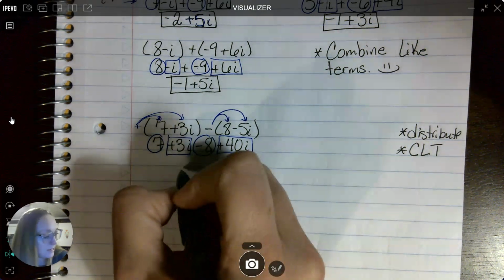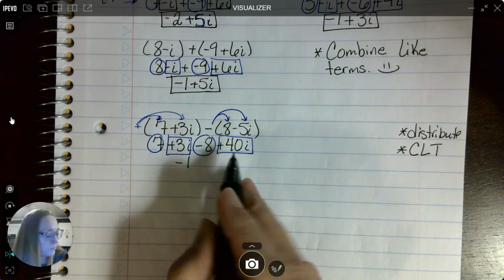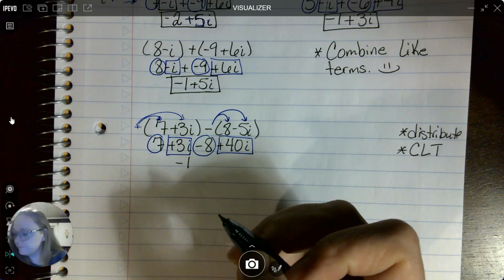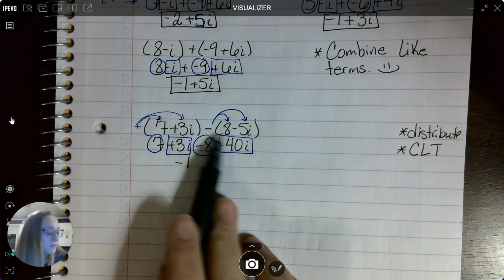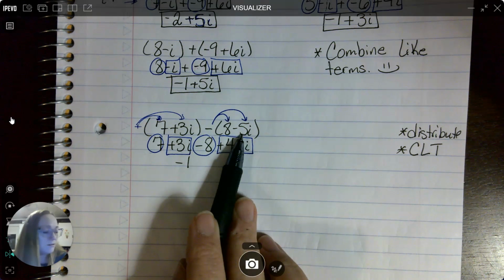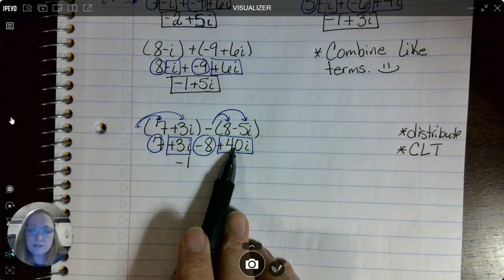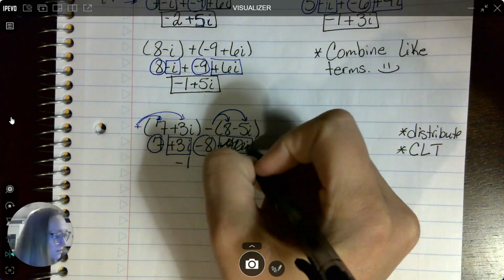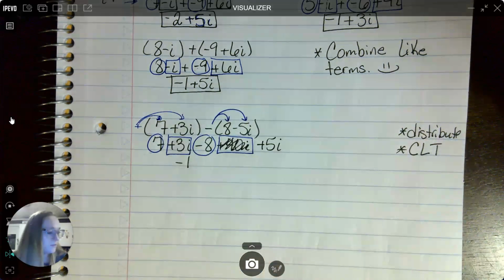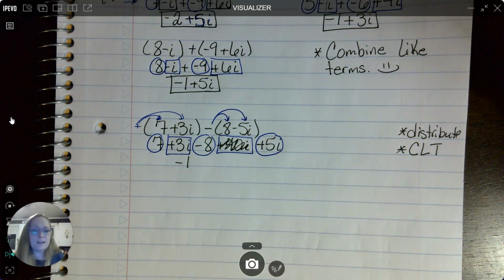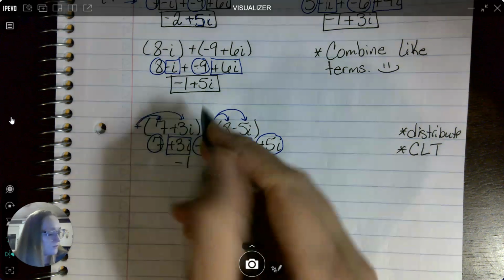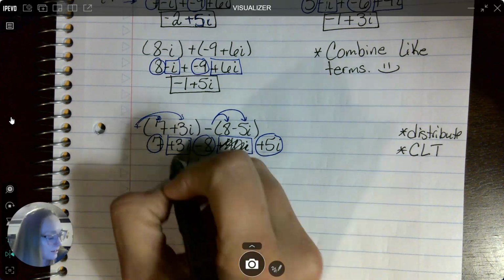So 7 minus 8 is -1. 3 plus 5, I feel like I did that wrong. Oh my goodness, sure enough, I just went negative times a -5 is a +40. No, it's a +5i. Sorry. Alrighty. There we go. Let's try that again. Okay, so 3 plus 5 is a +8i.